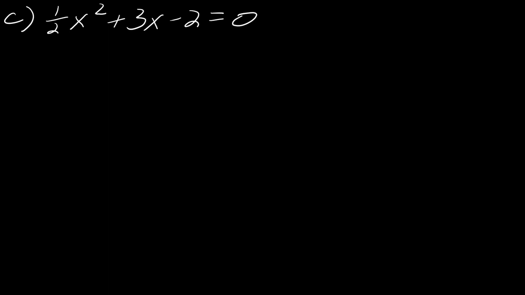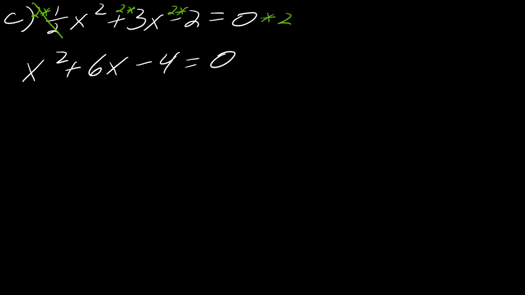Now for this last one, notice that in this case I have a fraction here instead of a whole number. So how do I get rid of the fraction in this case? Well, in this case I'm going to multiply everything by 2. If I multiply this by 2, that will get rid of the fraction. You can see that I'm just writing everything times 2. So this will allow me to cancel out this fraction entirely. So now I'm left with x squared plus 6x minus 4 equals 0. And now we can proceed as usual.